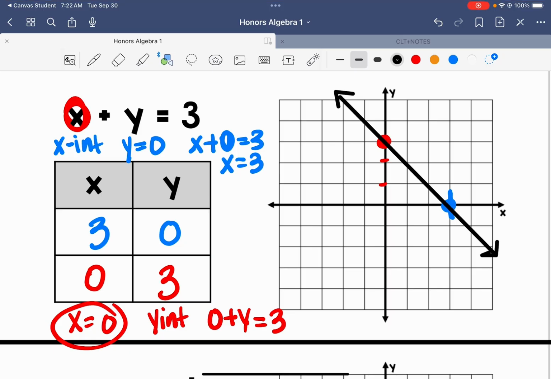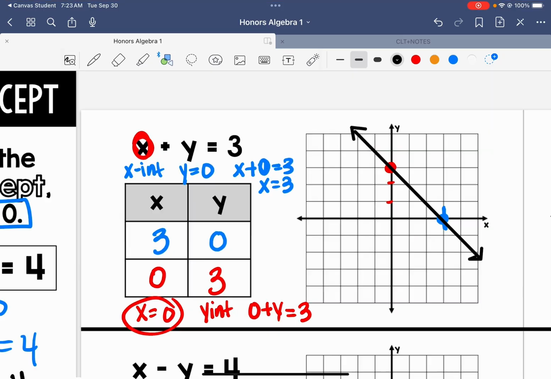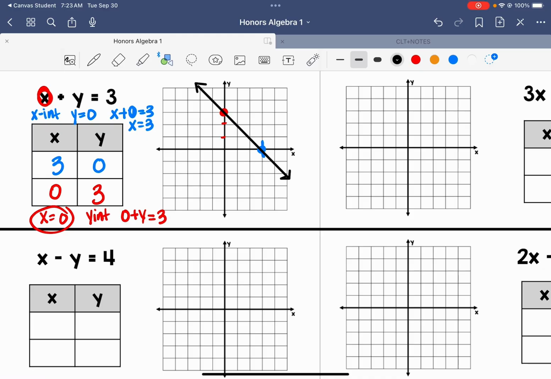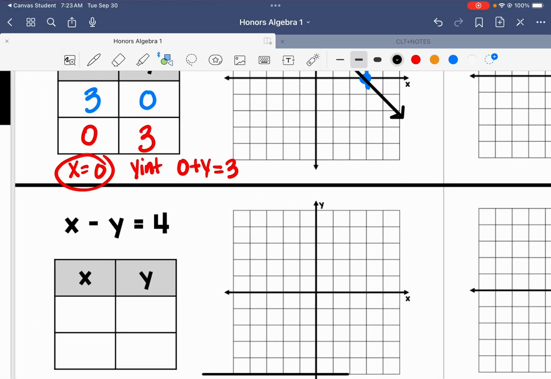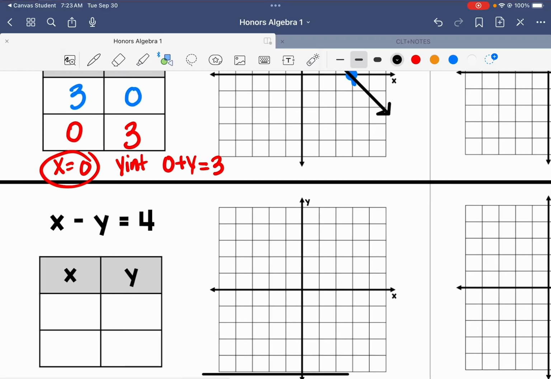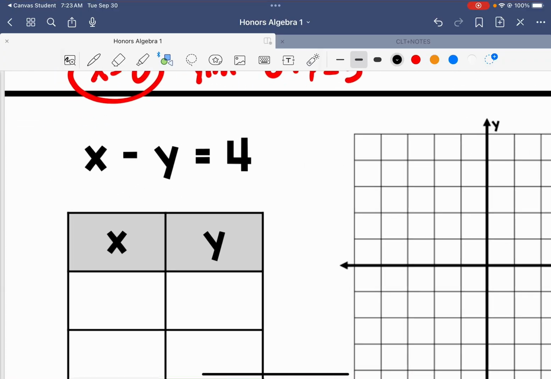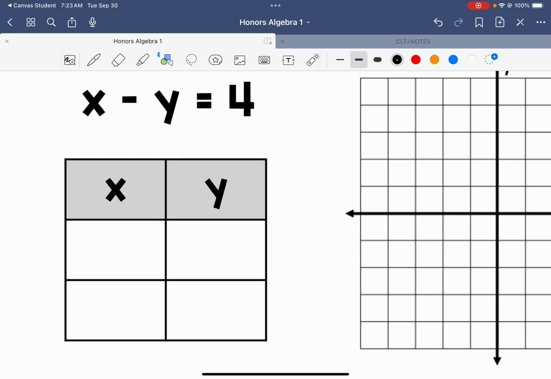And that is the line for x plus y equals 3. All right, so these are set up easily when our equations are what we call in standard form. So you have your x's and y's on the same side and a constant after the equal sign. All right, so to find the x-intercept, remember we need y to equal 0.